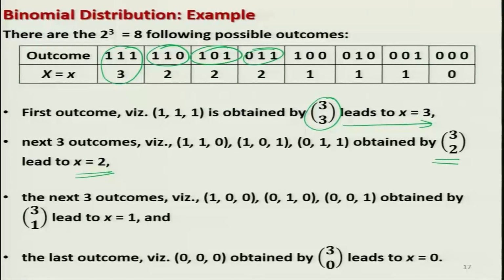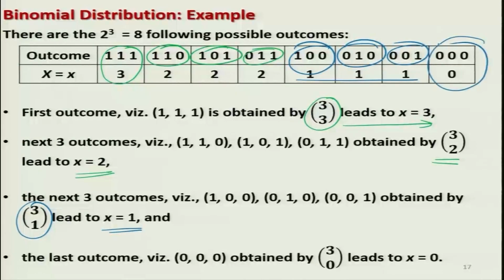And similarly, in these 3 trials, see here 1 0 0, 0 1 0, 0 0 1, the values here are 1. So in these 3 cases the total number of tails in the 3 possible trials is obtained by 3 choose 1, and that is leading to X equal to 1. And similarly, in the last outcome say 0 0 0, means you are trying to obtain 0 tails in the 3 trials, and that leads to X equal to 0, right.